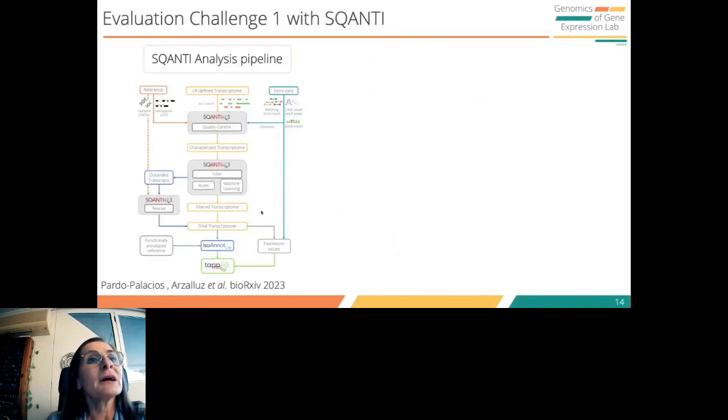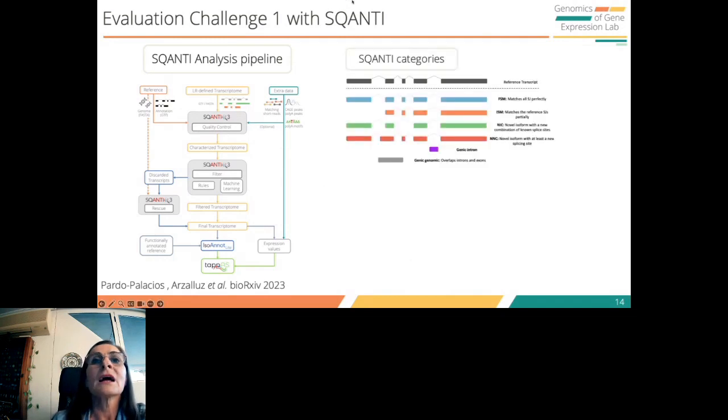Then we evaluated the pipelines and the bioinformatics methods used in the Scanty. This is a tool developed in my lab for quality control. Basically, what Scanty was able to do is analyze the data and also integrate orthogonal data to assess accuracy. Instrumental for Scanty is the definition of structural categories, a way to define how the long-read transcript models relate to the reference.